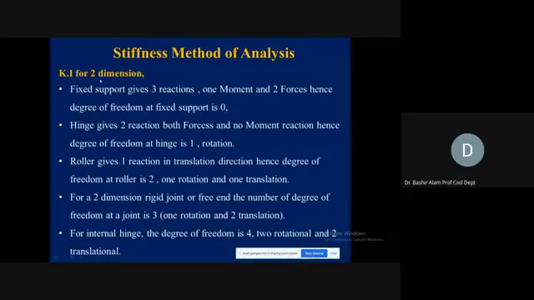Now, kinematic indeterminacy for plane structures, two-dimensional structures. So let's talk about this one. Fixed support gives 3 reactions. I hope you agree with these 3 reactions. One is moment and 2 are the vertical and horizontal reactions. So this is how we get these 3 reactions: 1 moment and 2 forces. Hence, degree of freedom at fixed support is 0. Do you take this statement?